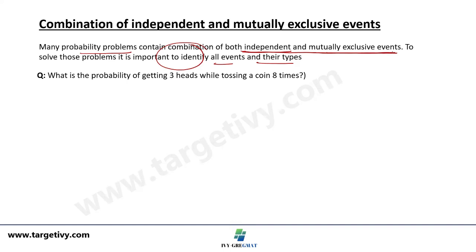Let's see. What is the probability of getting three heads while tossing a coin 8 times? A coin is tossed 8 times. So what's the possibility that there will be three heads? Let's see. Let H stand for heads. Let T stand for tails.